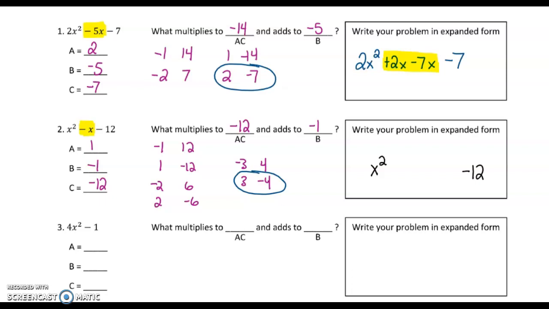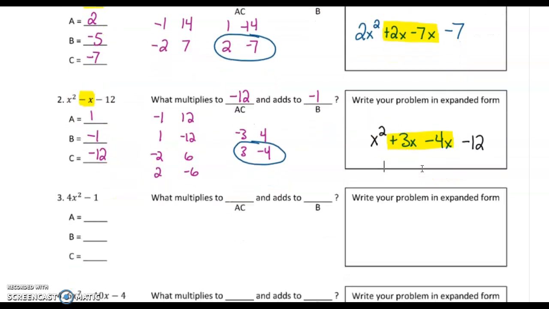But instead of the minus x, we use our two numbers, the 3 and the negative 4. So we have plus 3x minus 4x, which, if you notice, still simplifies to minus x, which is what we had here. So we're not changing its value mathematically, we're just changing how it appears. We're going from standard form to expanded form.